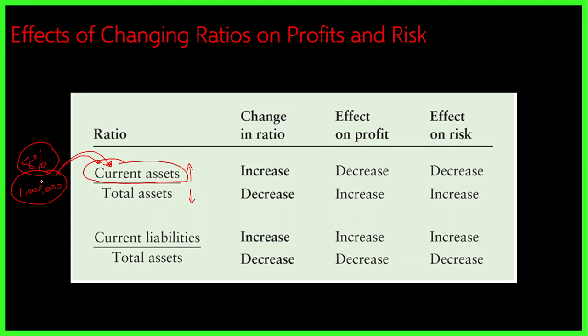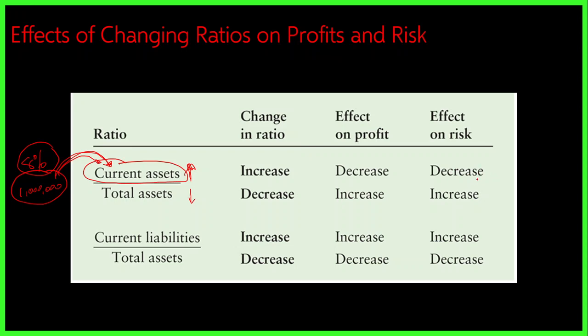Now, what about the risk? What kind of risk? We're talking about the risk of insolvency, the risk that you may not be able to pay your liabilities. So, if you have this 1 million tied up in your current assets, of course, your cash will increase, or inventories will increase. And if that is higher, then it will be easier for you to pay your liabilities. So the insolvency risk will go down.